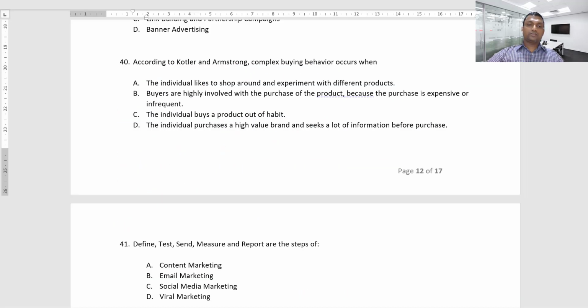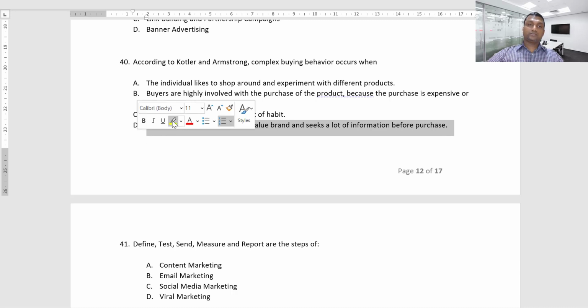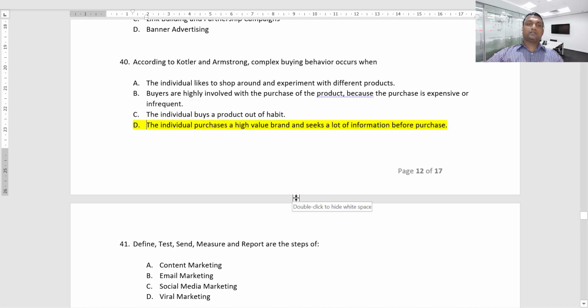So for this question, question number 40, for complex buying behavior, you can see the individual purchases a high value brand and seeks a lot of information to purchase. So this is the answer for question number 40.